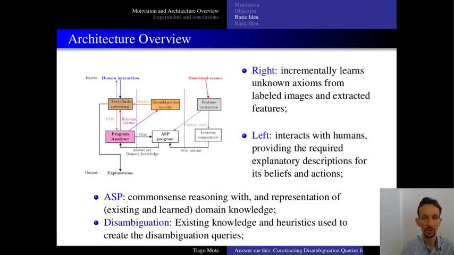In the middle, you have the knowledge base that is represented by means of symbolic rules in an ASP program. ASP is able to do common sense reasoning with incomplete domain knowledge. At the top middle, you have our disambiguation system that will be detailed in the next slide.